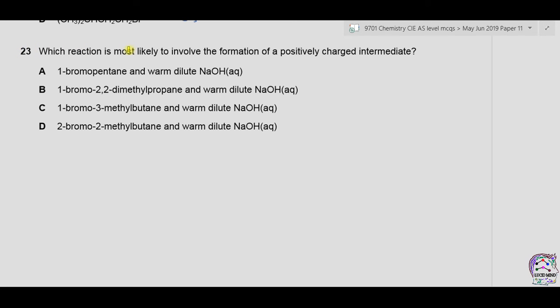Question 23. Which reaction is most likely to involve the formation of a positively charged intermediate? We have 1-bromopentane warming with dilute NaOH. In the second, again we have a halogenoalkane with dilute NaOH. Again in the third one, the same reaction takes place, and the same is in the fourth one. Now you should remember that with dilute NaOH and warming, the halogen is replaced with hydroxide from sodium hydroxide.